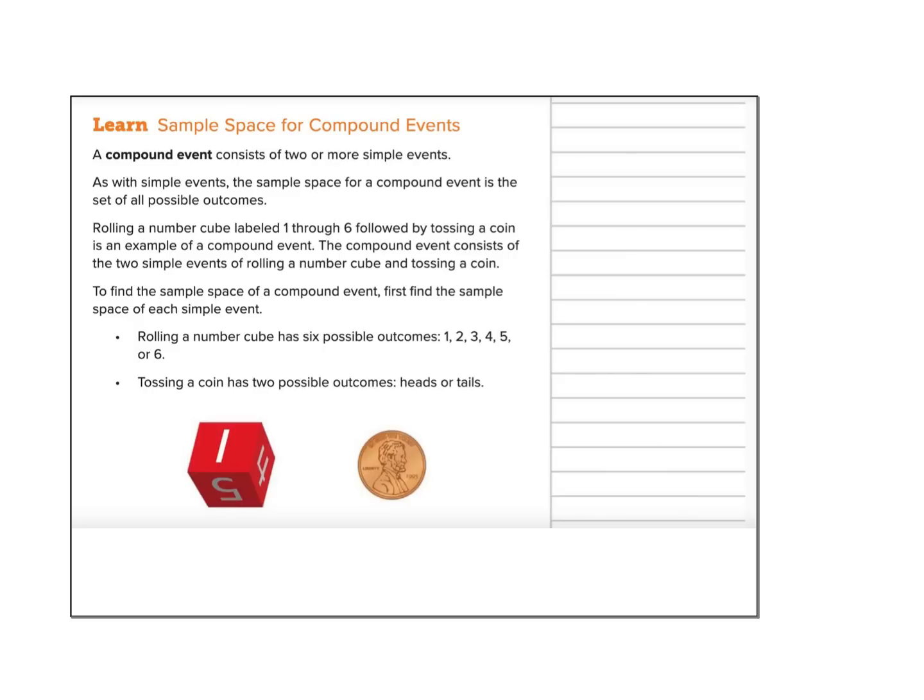All right, so on page 547, the first thing we are going to talk about is what is a compound event. So a compound event basically consists of two or more simple events. A simple event would just be like flipping a coin. It's just doing one thing, rolling a dice. Those are simple events. So now a compound event consists of if you do two things. So maybe you roll a dice and then you flip a coin.